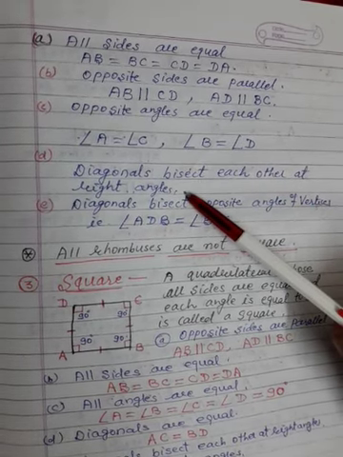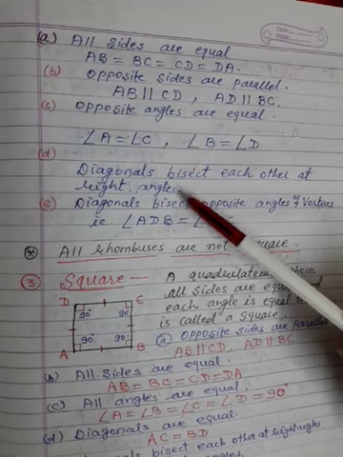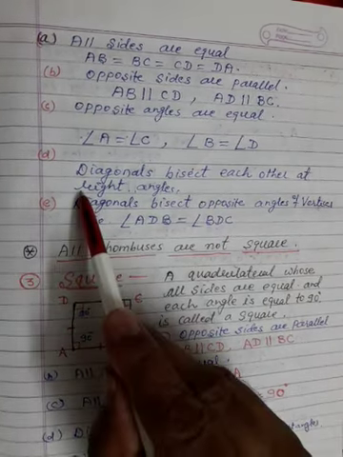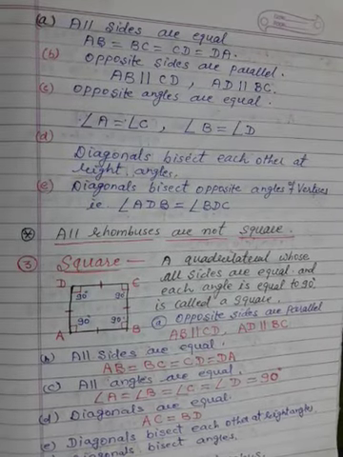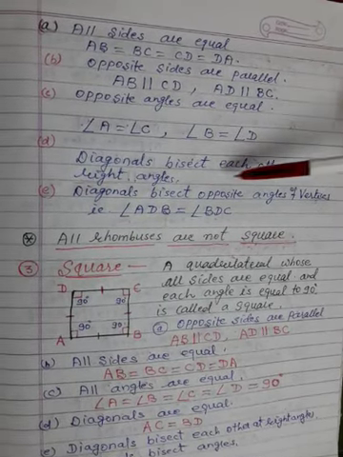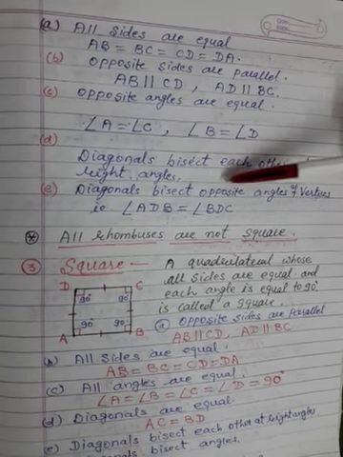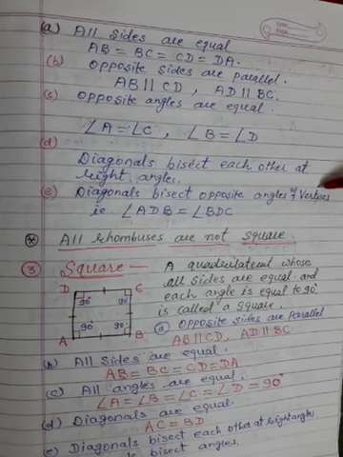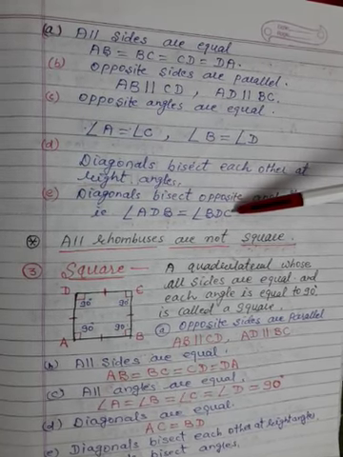Two diagonals are there in a rhombus. Both are bisecting each other at right angles. This is the important point. Diagonals also bisect the angles at the vertices, that is, angle ADB is equal to angle BDC.